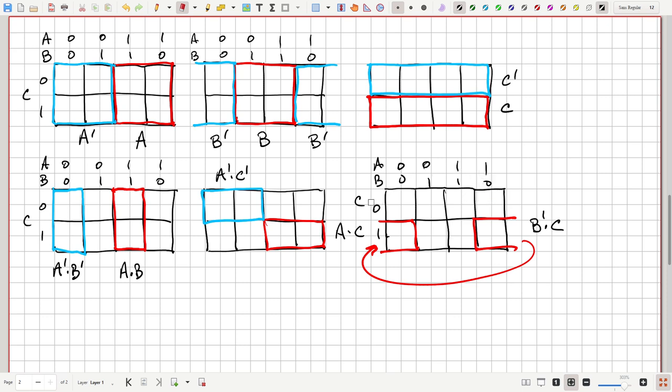Okay. So we systematically go through all the possible 2x2 or 1x4 blocks and all of the 2x1 and 1x2 blocks, and we put those in the lecture notes. So those are useful to refer to when you're trying to do a logic function reduction using a K-map.